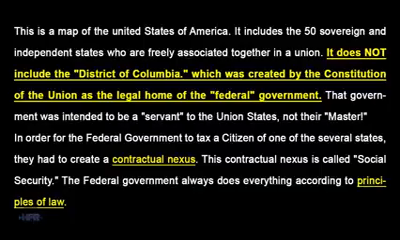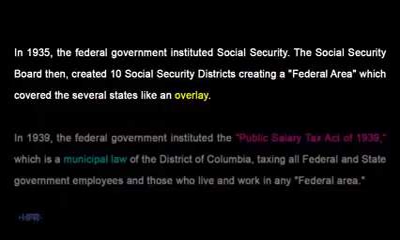That government was intended to be a servant to the Union states, not their master. In order for the federal government to tax a citizen of one of the several states, they had to create a contractual nexus. This contractual nexus is called Social Security. The federal government always does everything according to principles of law. In 1935, the federal government instituted Social Security.